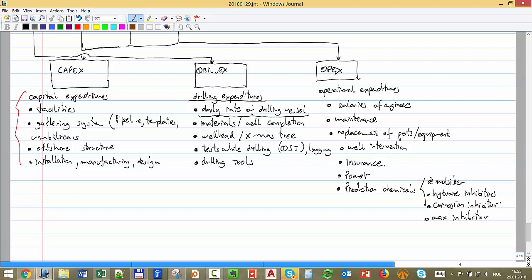What else do we have in OPEX? Maybe we missed some things. Decommissioning is not really OPEX, it's called ABEX, abandonment expenditures. Okay? Does transportation cost count as operation? Transportation, fuel, mobilization of people from land to the platform. Yes? You were saying something? Yeah.